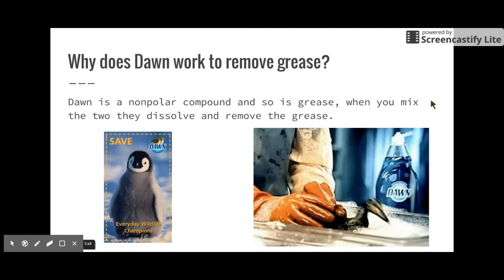Well, it all deals with what we just talked about. Dawn, the dish soap, they're always campaigning and saying, hey, we're awesome because we help the wildlife. Anytime there's an oil spill, if you use Dawn, the oil will actually become dissolved in the Dawn, and it will get rid of that oil from the animals or the oceans and things like that. The reason for that is because Dawn soap is a nonpolar compound, and the grease that it's dissolving is also nonpolar. So when Dawn meets up with grease, because they're both nonpolar, they'll be able to dissolve and remove the grease. So that's kind of cool.